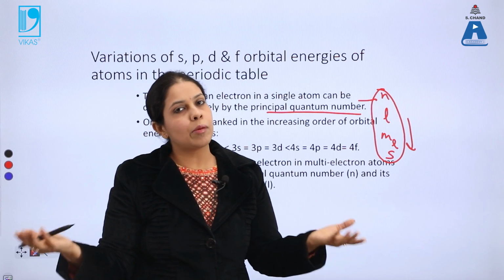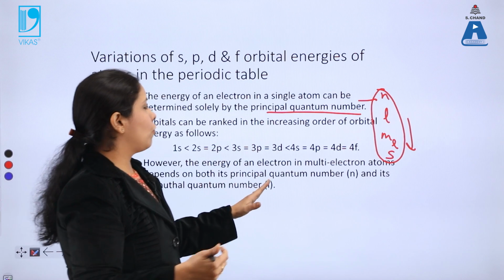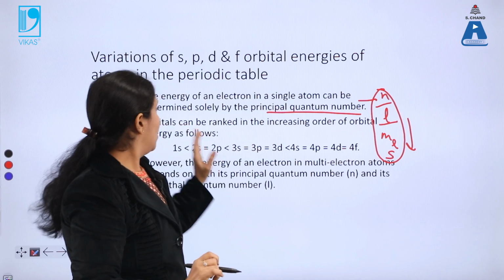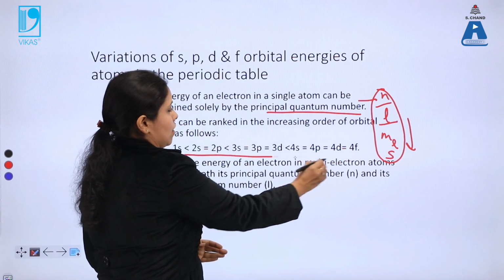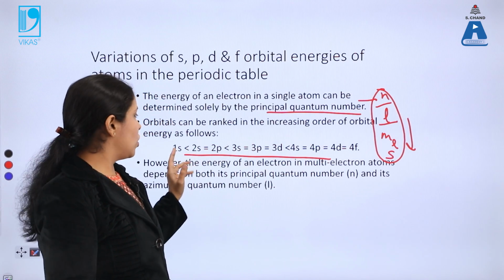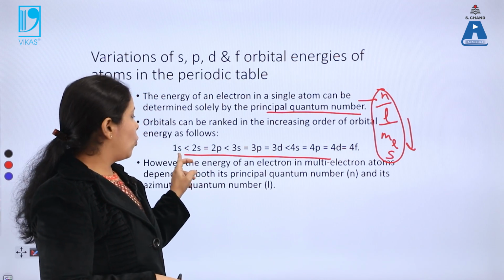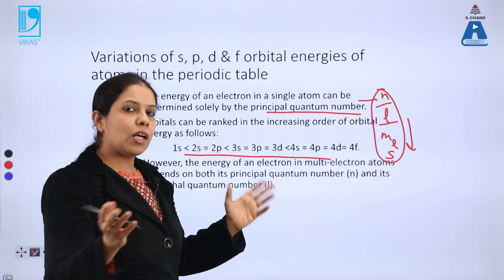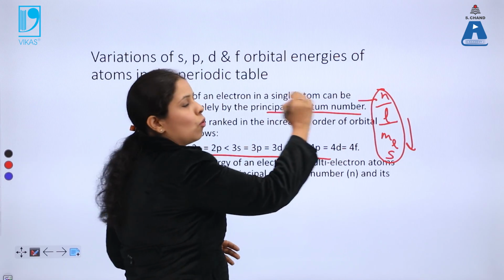But mostly our elements are multi-electron. There are more than one electrons, right? So in multi-electron atoms, we have to consider the quantum values of n, l and so on. Orbitals can be ranked in the increasing order of orbital energies like this. These are the values by which you can find out the orbital energy. The energies of electrons going in these orbitals: 1s is the minimum one, 2s and 2p are more or less the same, 3s, 3p and 3d are more or less the same, 4s, 4p, 4d, 4f are more or less the same, because we are considering only n.